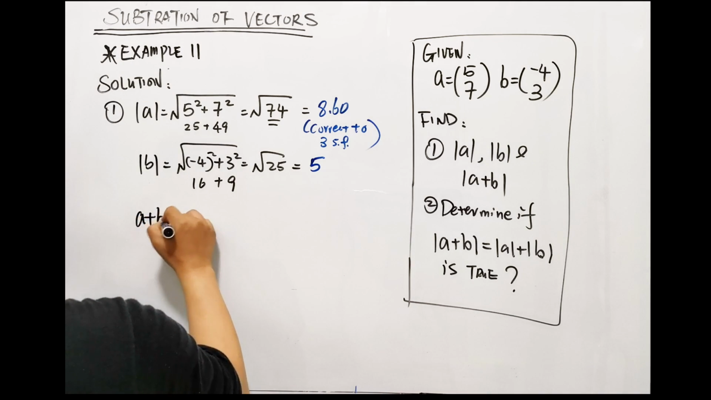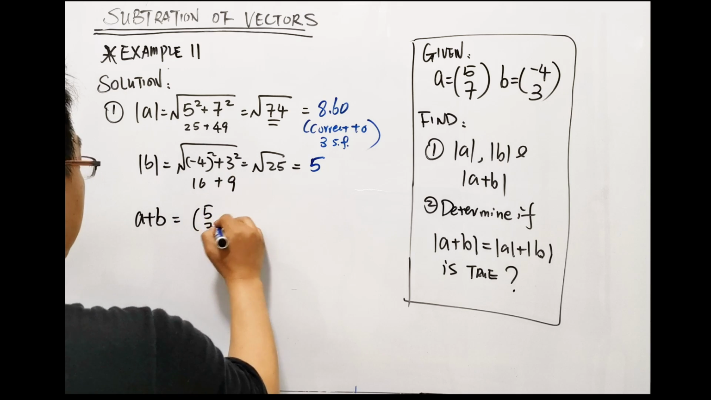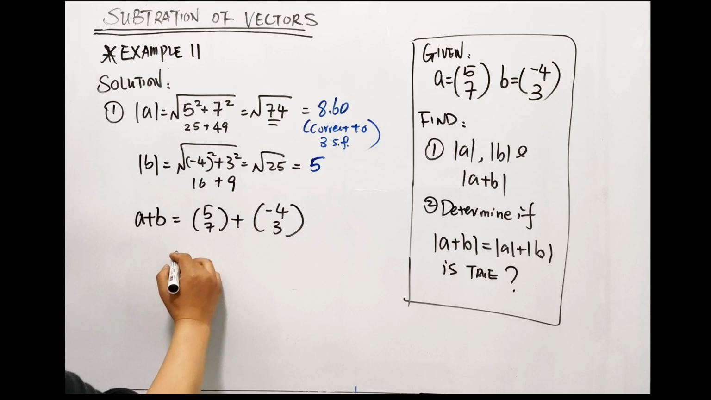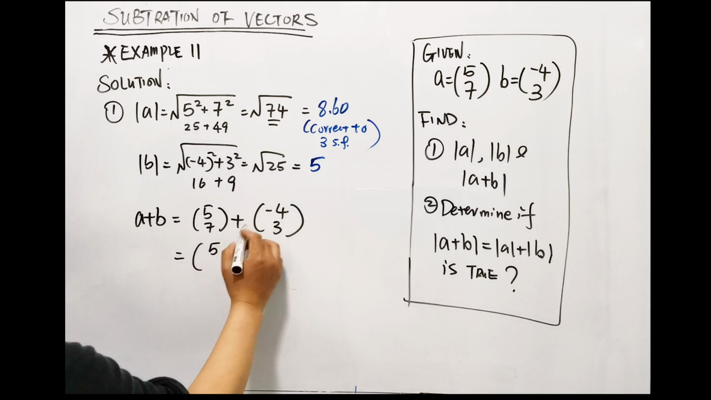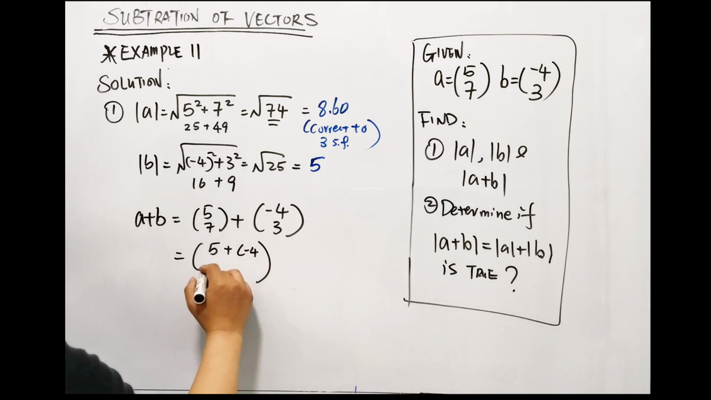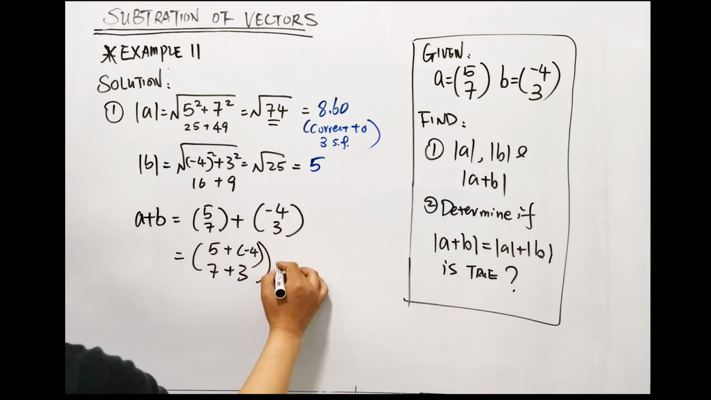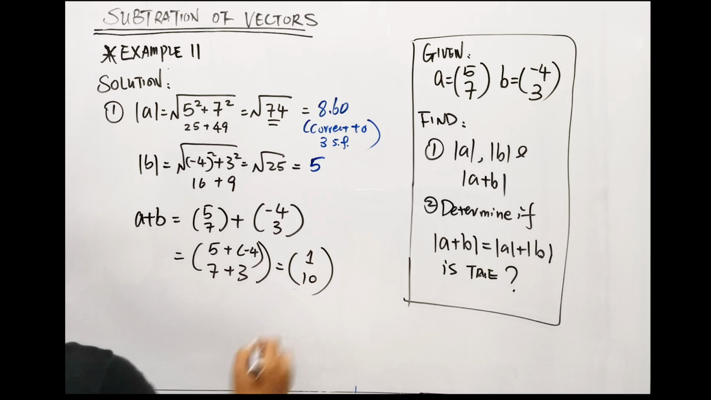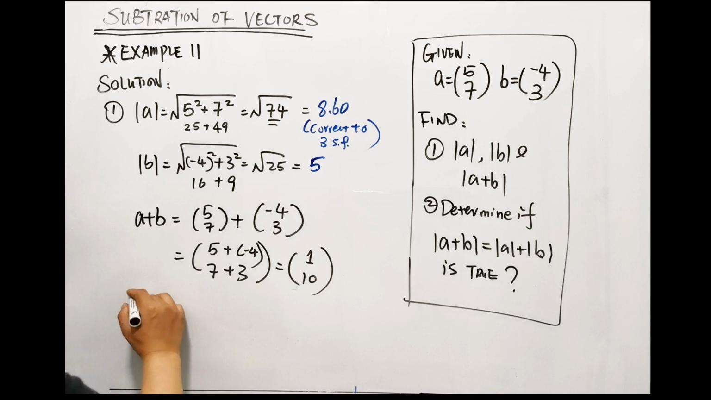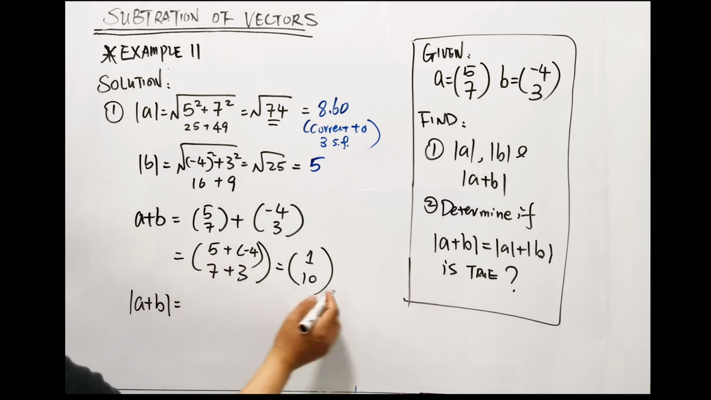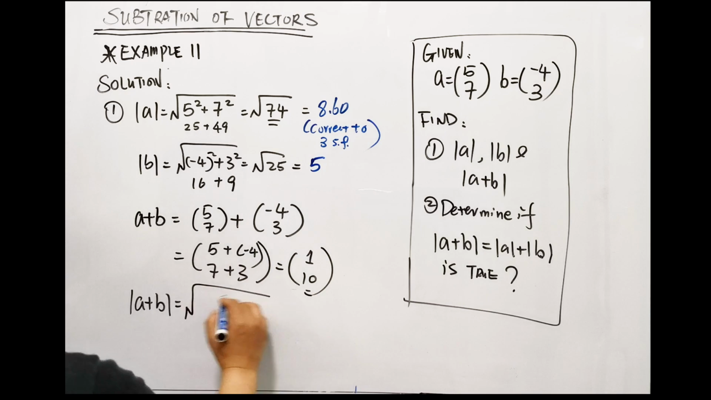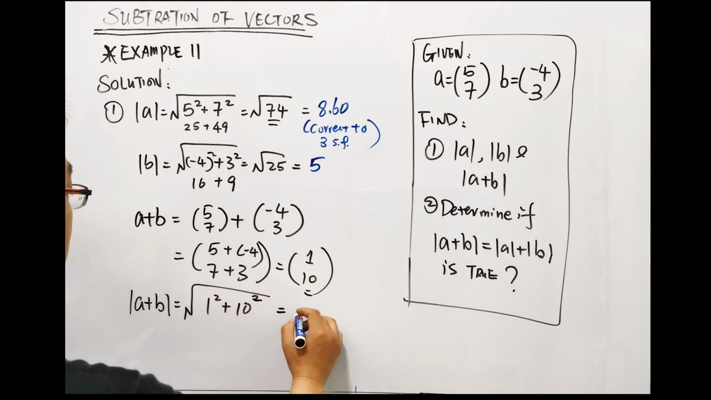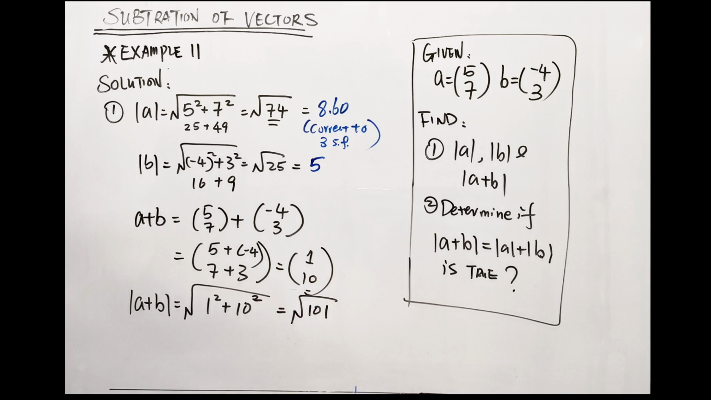So A plus B equals (5, 7) plus (-4, 3), right? So what do we get? 5 plus minus 4, and 7 plus 3. So 5 minus 4 is 1, and here is 10, right? Okay, so what is the magnitude of this A plus B? We just use this one, right? So it's 1 squared plus 10 squared, so what do we get? We get 101, right?